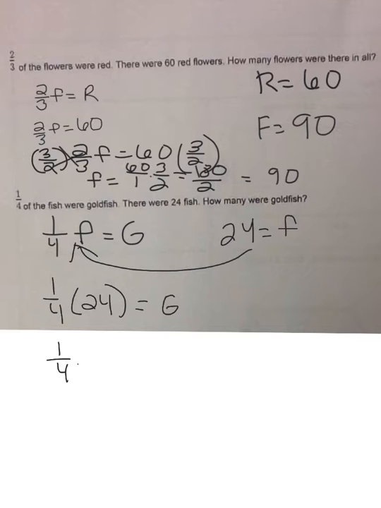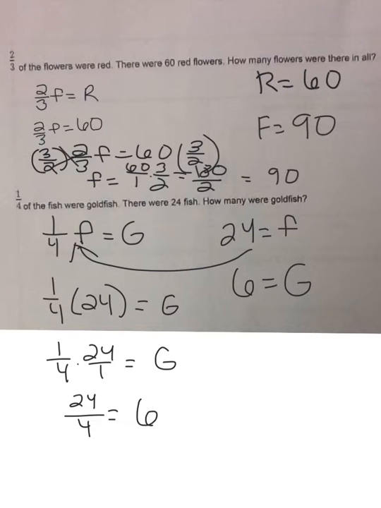1/4 times 24 over 1 equals G. My variable is already on one side of the equation by itself, so all I have to do here is multiply. 1 times 24 equals 24, and 4 times 1 equals 4. 24 over 4 is equal to 6. So there were 6 goldfish.